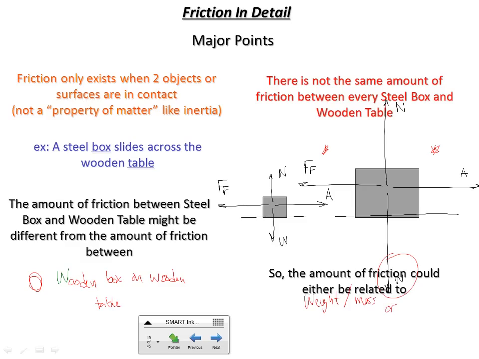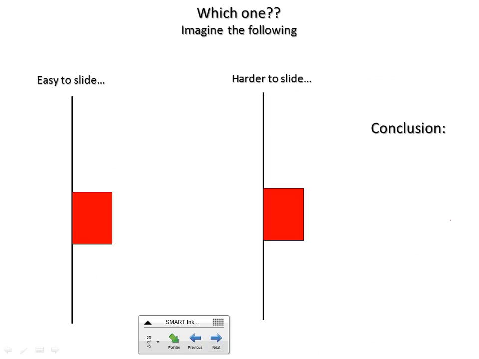Or the one big thing also is not only does weight change as this object weighs more, it also changes normal force. So it might be that friction is related to normal force. Right? Well, which one? Let's continue and see.